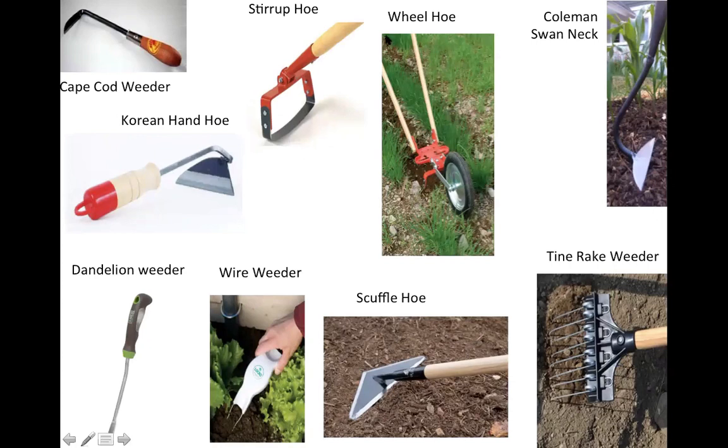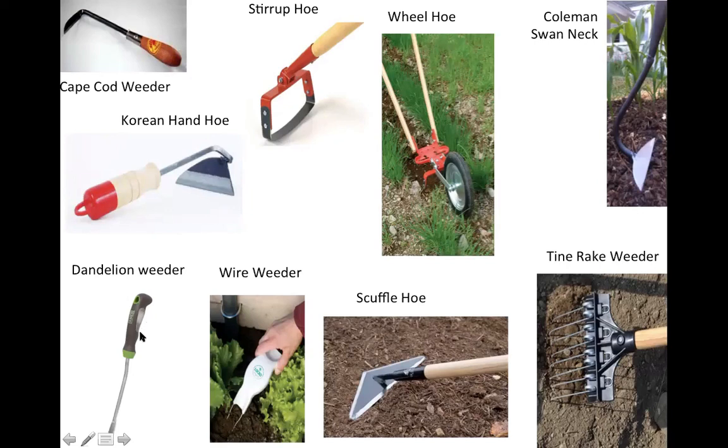If you have really long beds, like on a farm, wheel hoes work really well. It's just like a stirrup hoe, but it's attached to a wheel, and you run it in between the beds to weed really quickly. There are a lot of different types of long-handled tools. This is really important, the dandelion weeder.